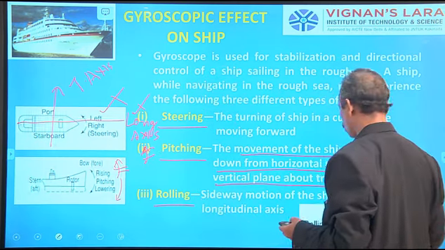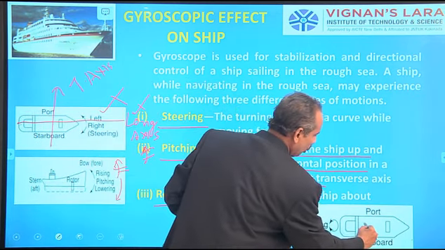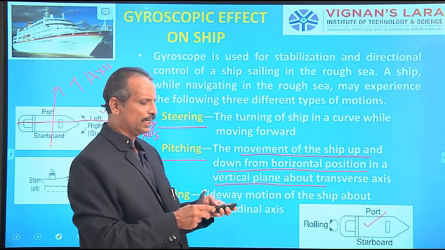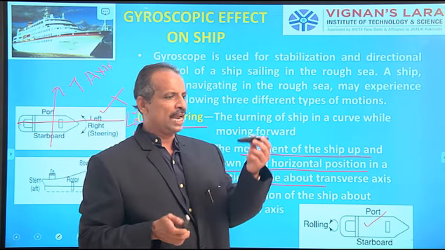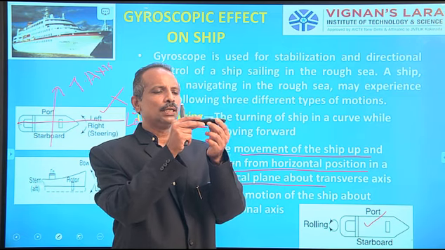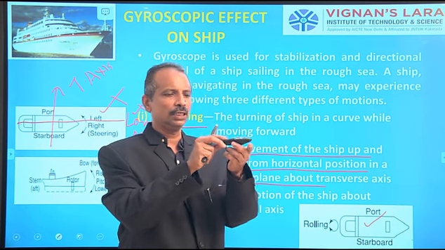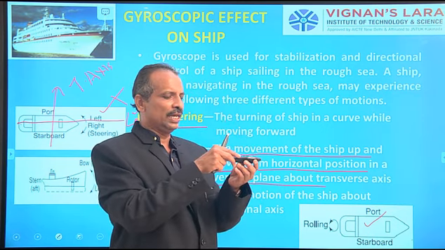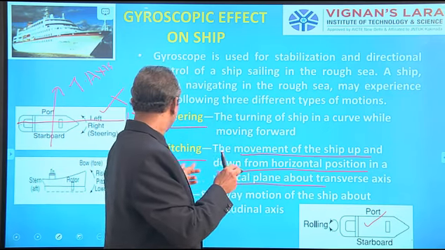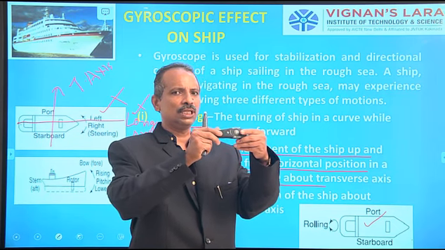The third phenomenon is rolling. This is a rolling phenomenon. What is this rolling? Let me explain taking a simple device. For the time being, take it as a ship. The ship steering means it goes either left or right. That is steering. Then pitching up, pitching down. This is the pitching phenomenon. Then rolling. This rolls in this way.